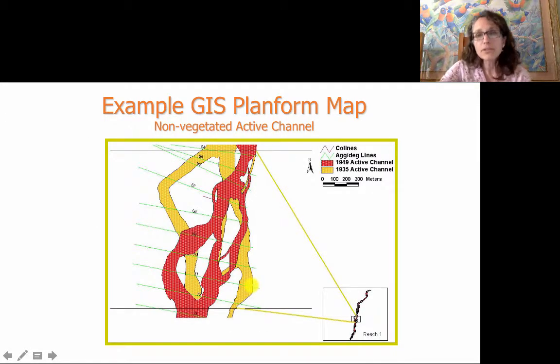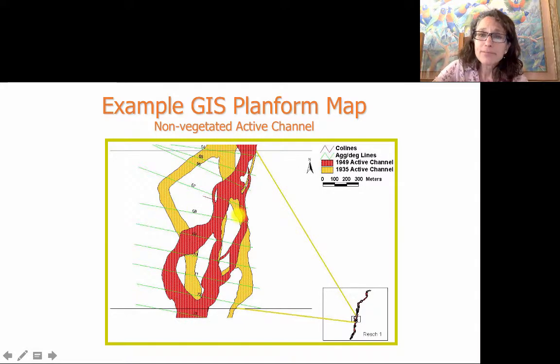And similarly, using aerial photos, this is again on the Rio Grande, downstream from Cochiti Dam. The yellow is the active channel in 1935, and the orange is the active channel in 1949. In this case, we measured at each of these cross sections how much the bank line moved from one year to the next. All of this movement is like 300 meters on cross section 68.